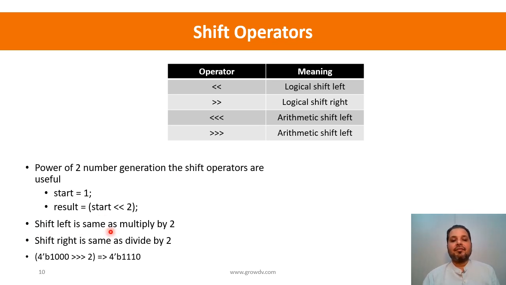And then shift left is the same as multiply by 2. Shift right is the same as divide by 2. This is also another rule that you want to remember. And when you do arithmetic shift, the sign bit is what gets extended to the bits that are emptied out. That is another thing you can remember. So that's it about the shift operators.